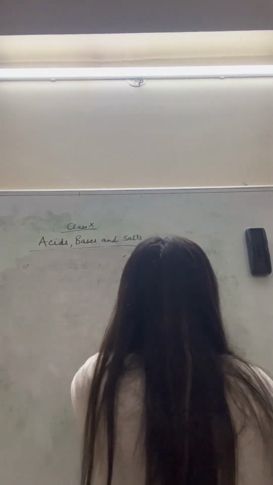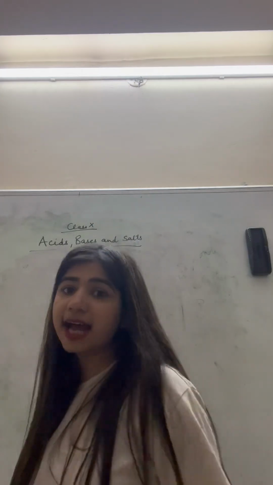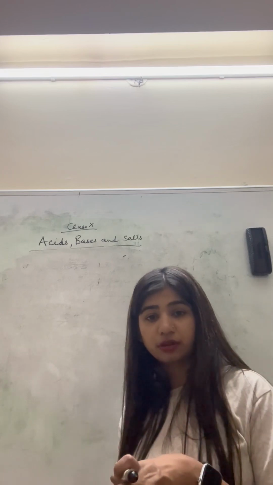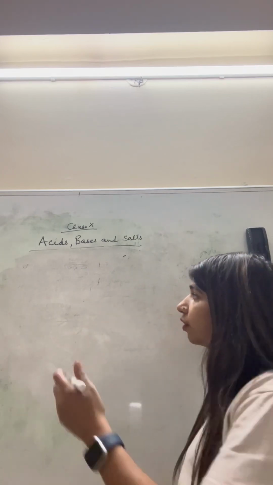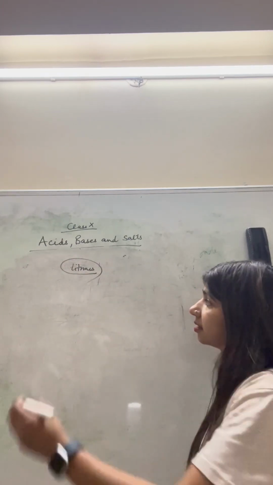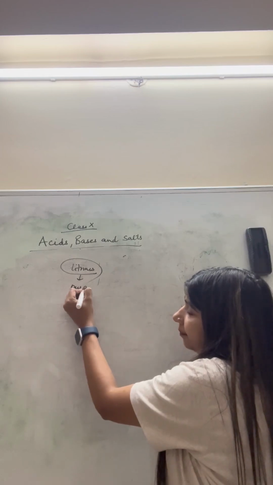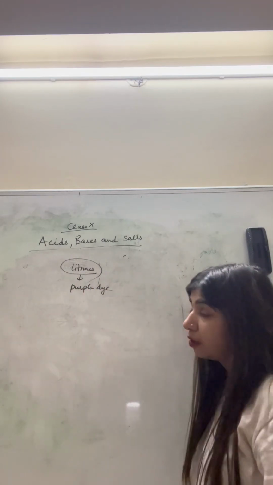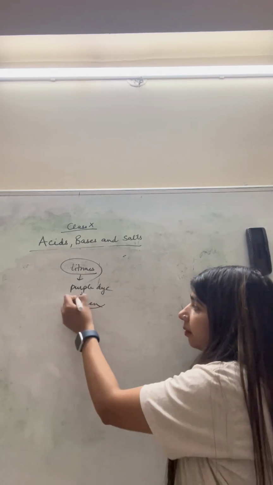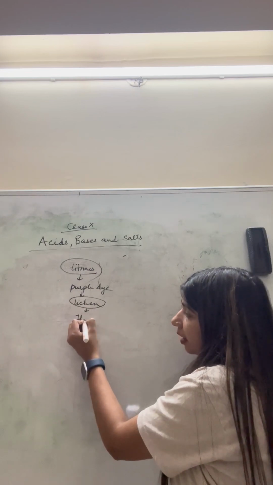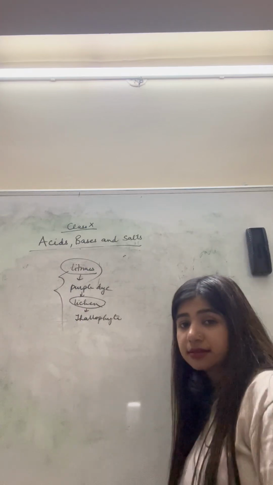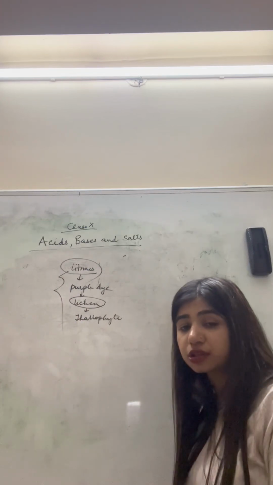Now there are some indicators which tell us about the characteristic of any acid or base, whether the solution is acidic or basic. Right? For example, there is an indicator called litmus. This litmus solution is basically a purple dye, which is extracted from a plant called lichen. This lichen belongs to the plant group called Thallophyta. This litmus tells whether the solution is acidic or basic.